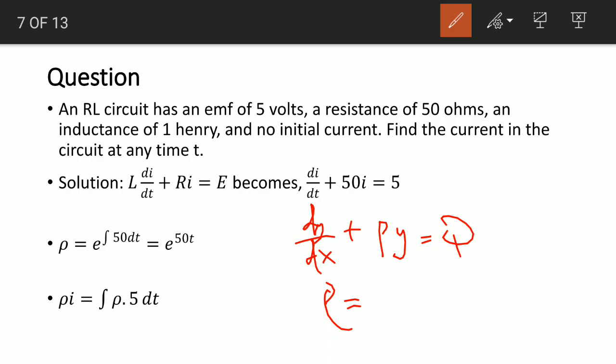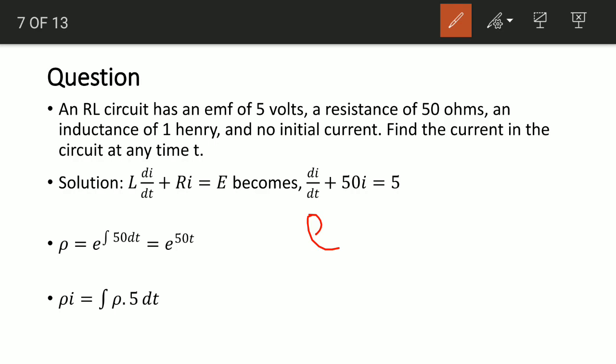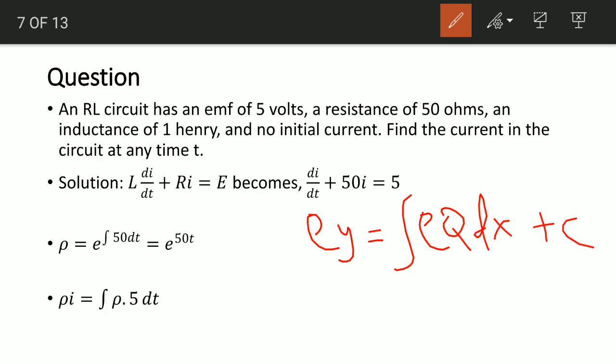Remember, how do we go about solving this? We find an integrating factor, which is exponential of the integral of p dx, and our p is 50. That's how we got this. The integral of 50 dt is 50t, so that's the value. The solution to the first order linear equation is that rho y must equal the integral of rho q dx plus a constant c. So your rho I equals the integral of rho times q, where q here is 5, dt, and we add plus c here.